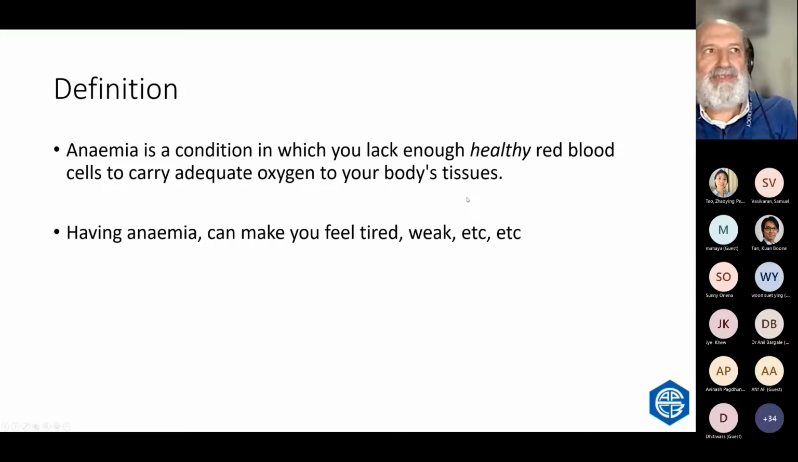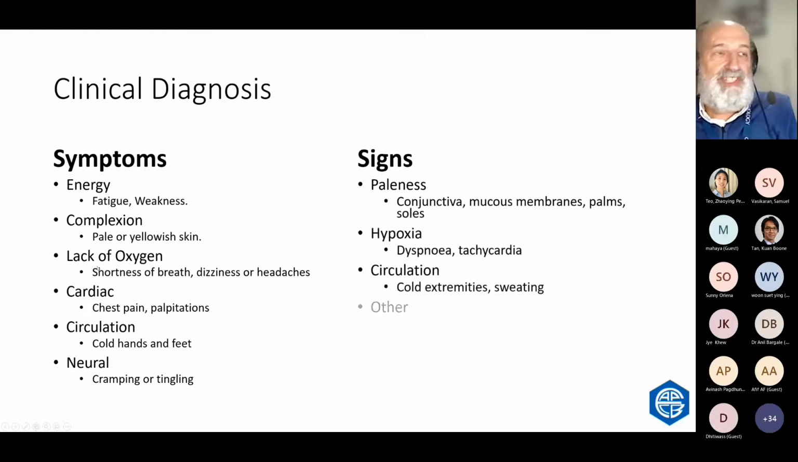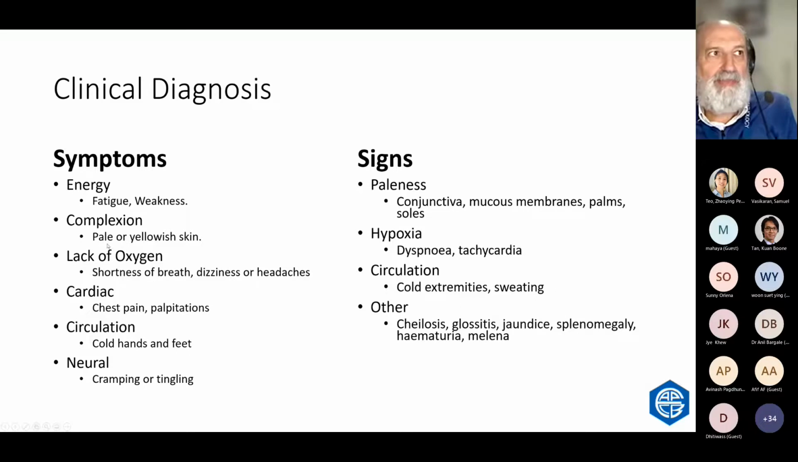body's tissues, and that can make you feel tired and weak. So there are symptoms that the patient might complain of: fatigue, weakness, pale skin, shortness of breath because of the lack of oxygen, or cardiac symptoms because of the lack of oxygen, or cold hands and feet because of lack of circulation, or neural problems. So they're the things the patient can complain of.